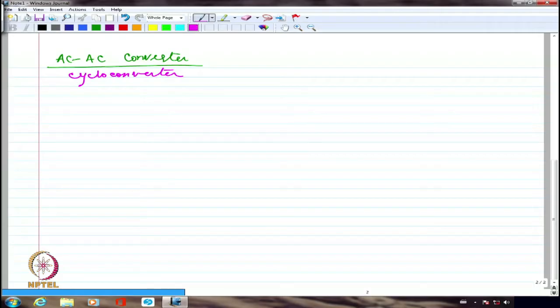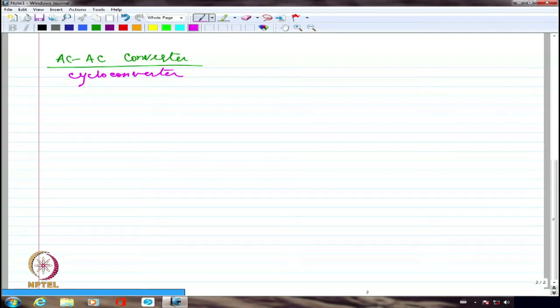Cycloconverters are again generally made up of SCRs, thyristors. That's the reason I'm taking up all those circuits which are involved with thyristors. I'm taking up all those circuits, and that is the reason why I wanted to just take up this also along with line commutated circuit.